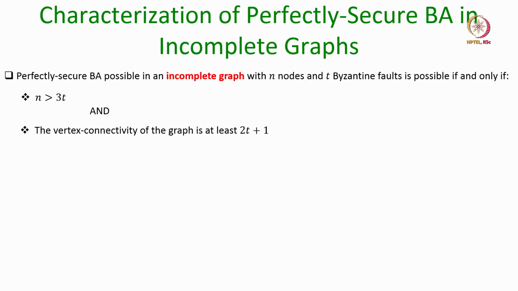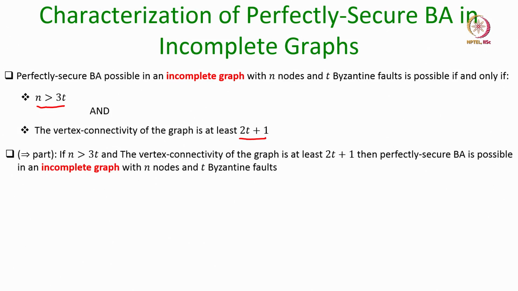Okay. Now, coming back to the characterization for perfectly secure BA. Our characterization was that in an incomplete graph, if you want to design a perfectly secure BA protocol, then that requires n greater than 3t as well as the vertex connectivity of the graph to be 2t plus 1.